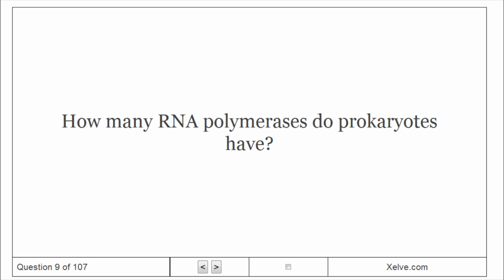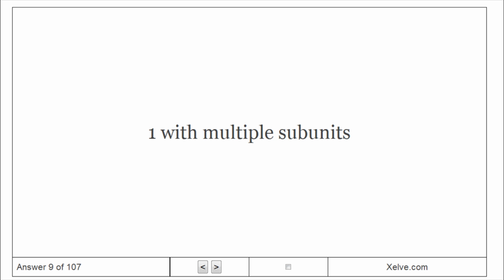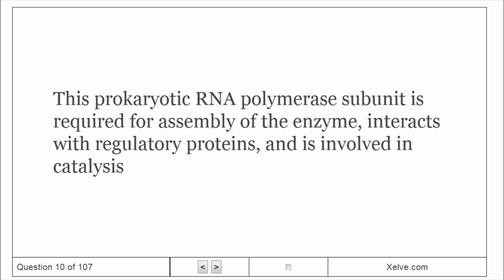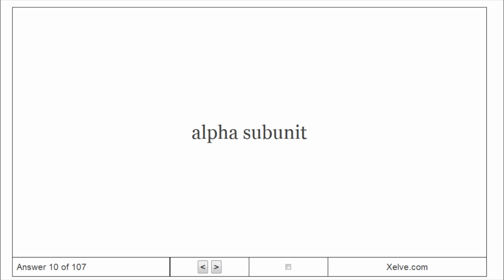How many RNA polymerases do prokaryotes have? One with multiple subunits. This prokaryotic RNA polymerase subunit is required for assembly of the enzyme, interacts with regulatory proteins, and is involved in catalysis. Alpha subunit.